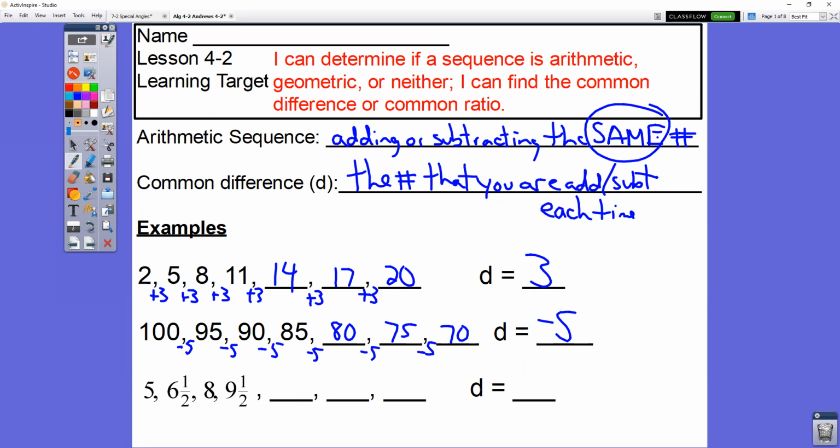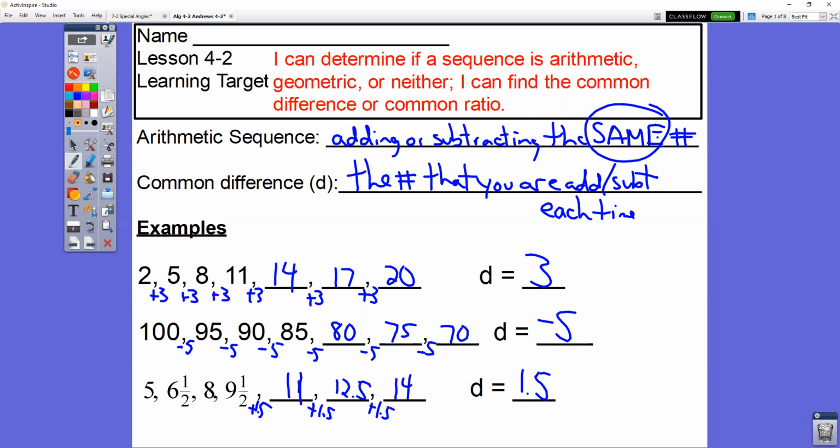5, 6.5, 8, 9.5. So what we're doing each time is we are adding by 1.5. So if we're adding by 1.5 each time, 9.5 plus 1.5 is 11. Plus 1.5 again would be 12.5. Plus 1.5 again would be 14. So we're adding by 1.5 each time.